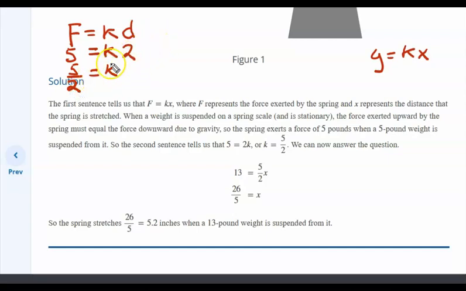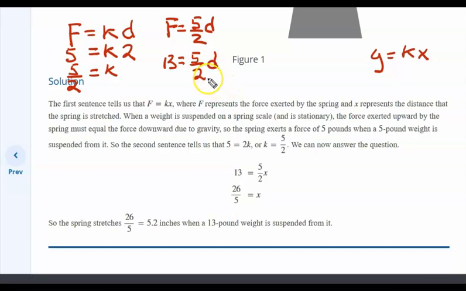Now, the next step is to write, in a sense, what Hooke's law would be, which would be force. We now know what our k value is, 5 halves, and what we don't know, in this case, still is the distance. So now we substitute our new values. A 13-pound weight will produce the distance of what?